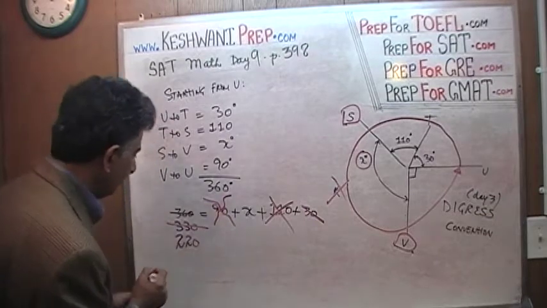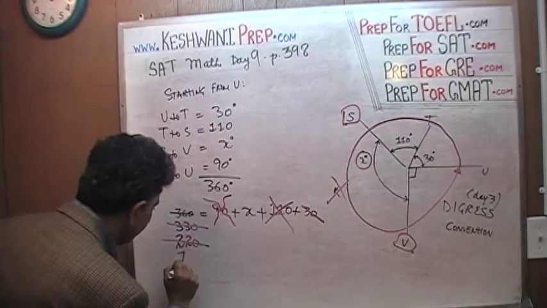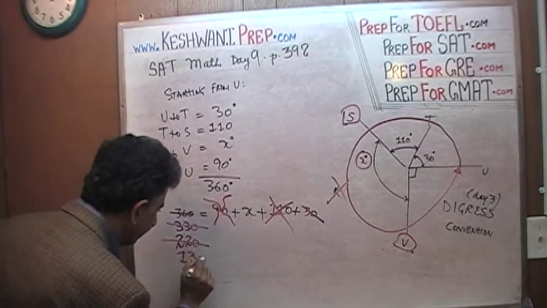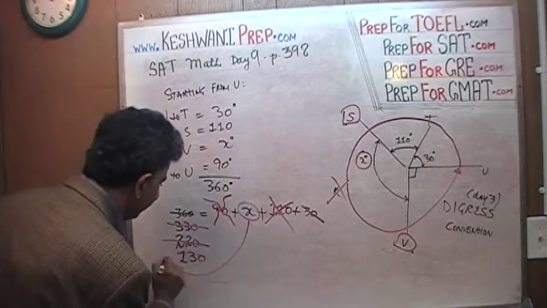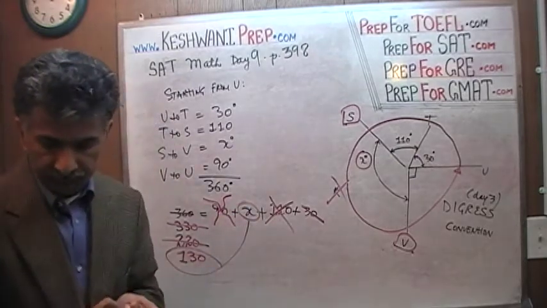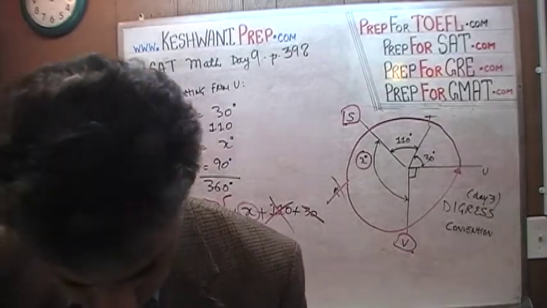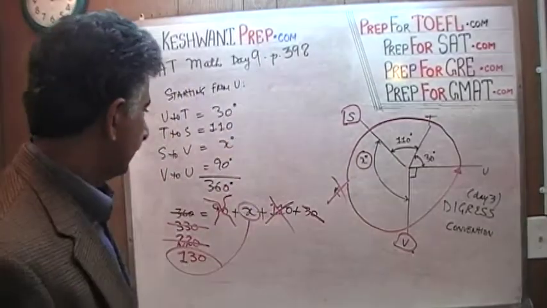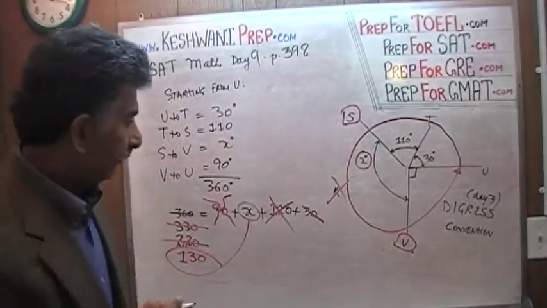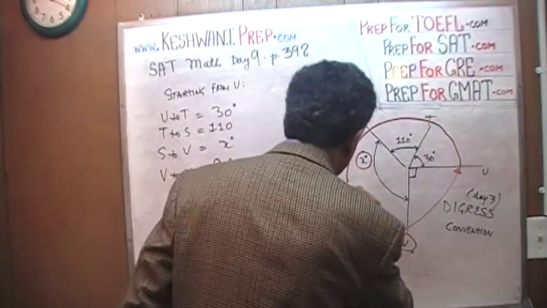This part is gone now, and this becomes not 120 but 130. That's it, that's your X. X equals 130. That's it, we are done. That is the end of it. X equals 130.